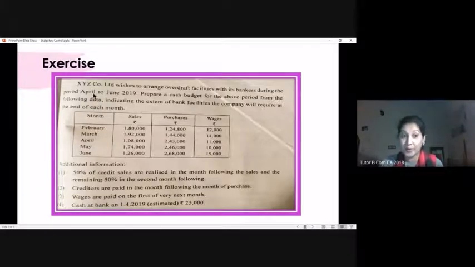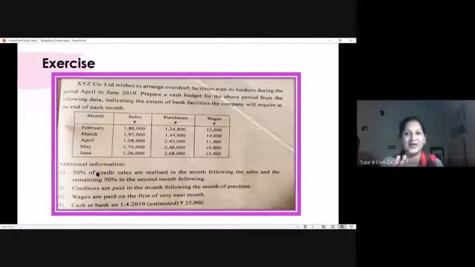Right, from April to June. Now you might wonder, why are we given information for February and March also, if we are asked to prepare our budget for April to June? That you will understand when we are discussing.